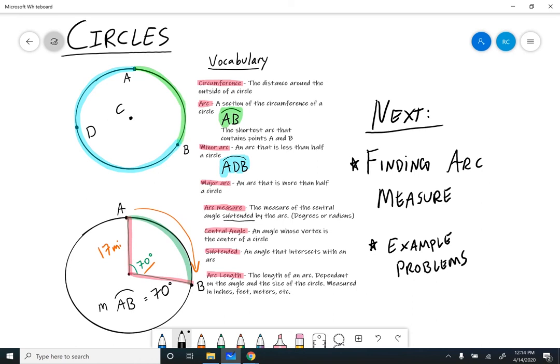And that will take us to the end of the week. Next week, we will talk more about how to actually find the length of arcs, and then we'll talk about radians.